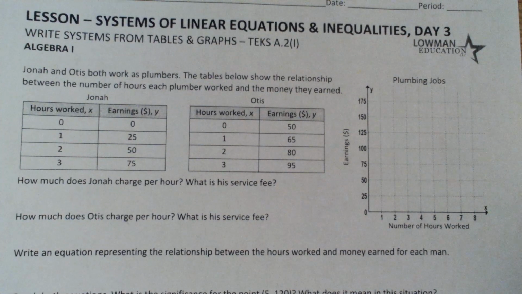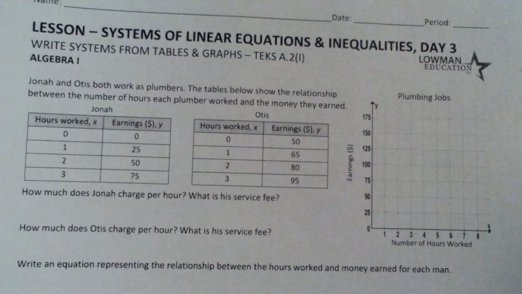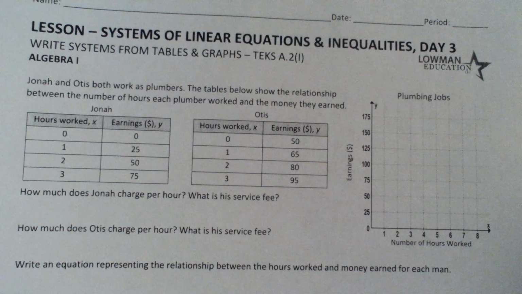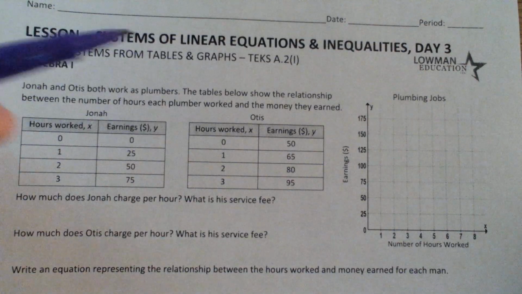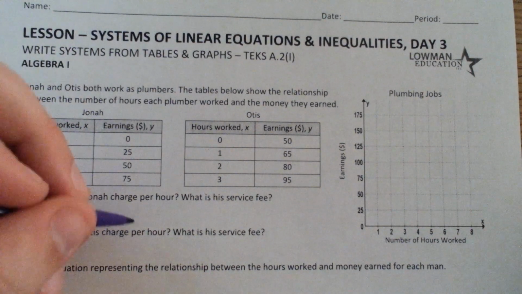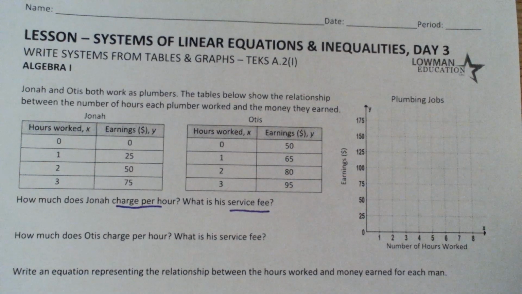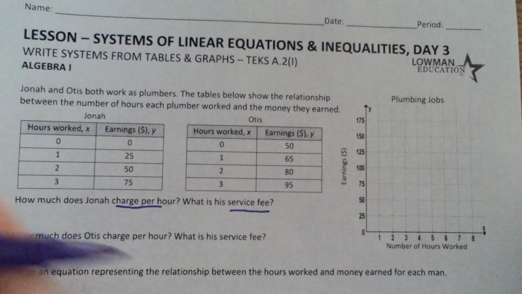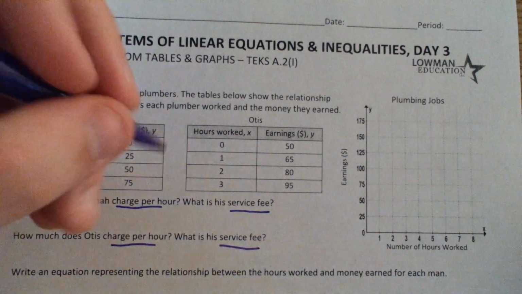All right, we're looking at systems of equations and figuring those out from tables and graphs. When we look at this, we're looking at it as some plumbers. You've got Jonah that has a chart here on what he earns and Otis over here. It wants to know the charge per hour and the service fee. The service fee is just how much it costs for them to come out. And if we're looking at the charge per hour, well, that's just our slope.